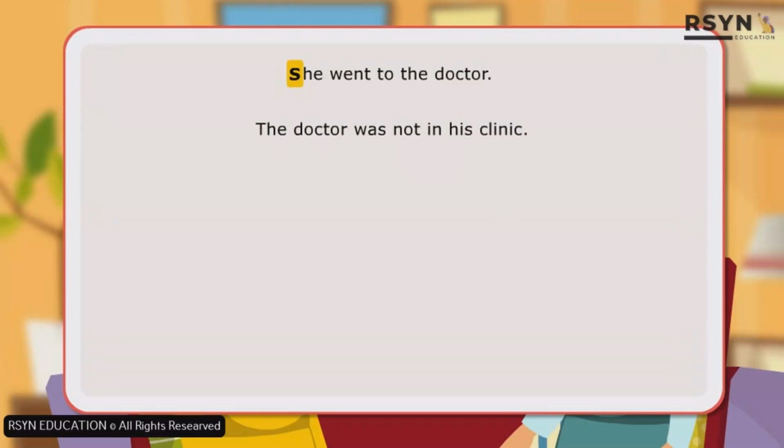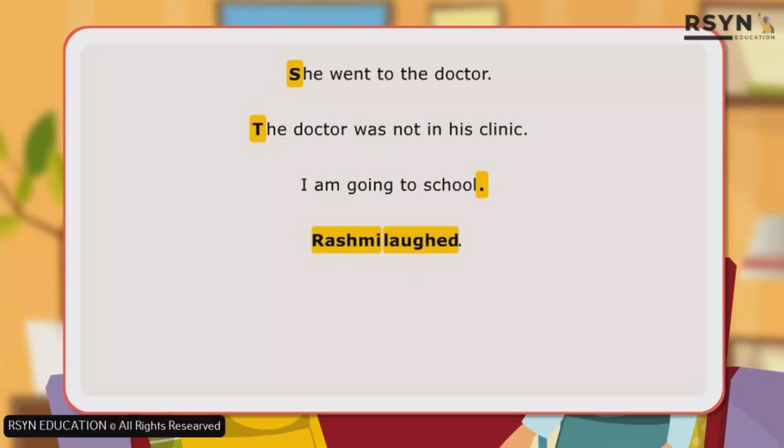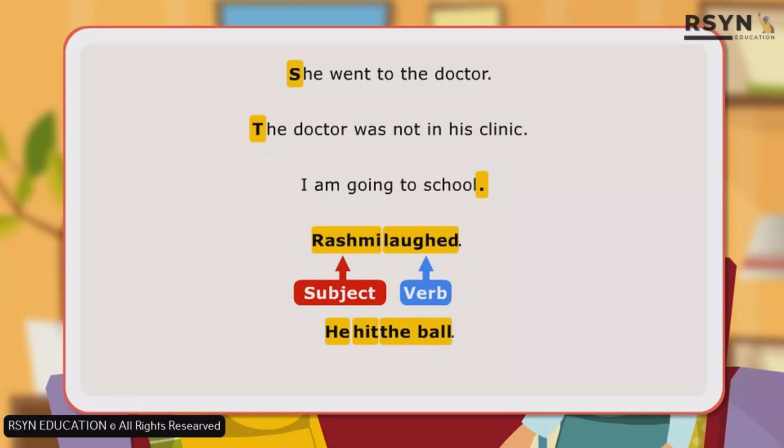She went to the doctor. The doctor was not in his clinic. There is always a punctuation mark at the end of a sentence. I'm going to school. A sentence has at least a subject and a verb. Rashmi laughed. Subject, Rashmi. Verb, laughed. Subject plus verb plus object is the basic word order in a sentence. He hit the ball. He, subject. Hit, verb. Object, the ball.